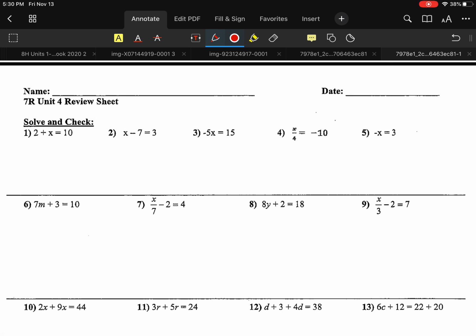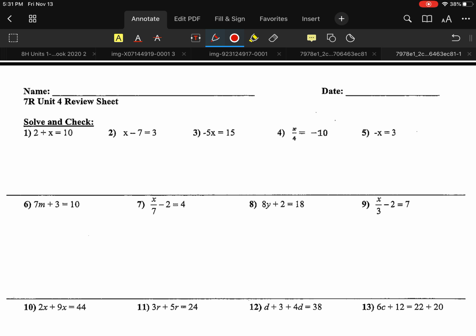The 7R Unit 4 review, I believe, is 4 pages. I have assigned for you to do all 4 pages in one day because I usually divide it up into evens or odds, but because of the Thanksgiving holiday coming up, I wanted to make sure we got the test in before the long weekend. So I know it's a lot and I apologize for that, but you do have the entire weekend to get this done. So let's start.